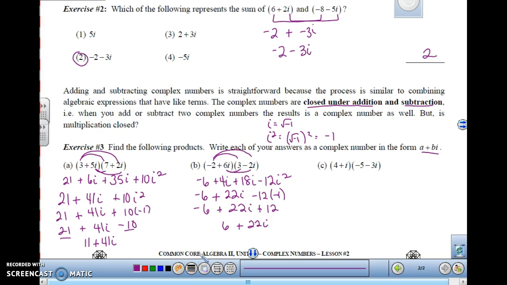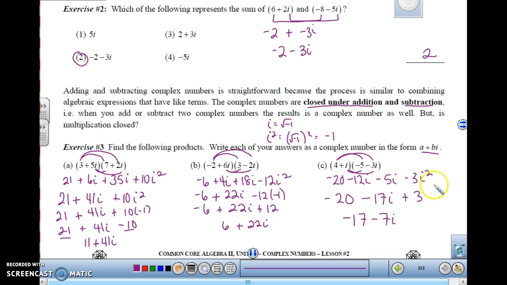All right, last one. 4 plus i times negative 5 minus 3i. First is negative 20. Outside, negative 12i. Inside, negative 5i. And last is negative 3i squared. All right, now we know that i squared is negative 1, so this is going to be plus 3, because i squared is negative 1 times negative 3 is positive 3. Negative 12 minus 5i is negative 17i. And then negative 20. Combine your terms, negative 20 plus 3 is going to be negative 17 minus 17i.